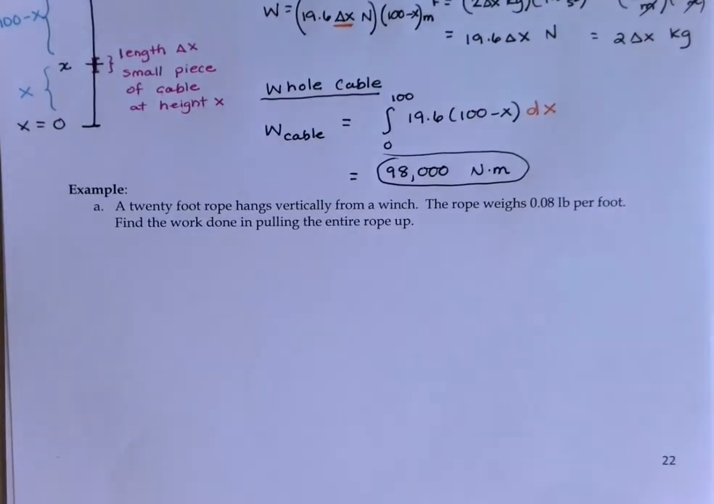In this one, we have a 20-foot rope hanging vertically from a winch. The rope weighs 0.08 pounds per foot. Find the work done in pulling the entire rope up.